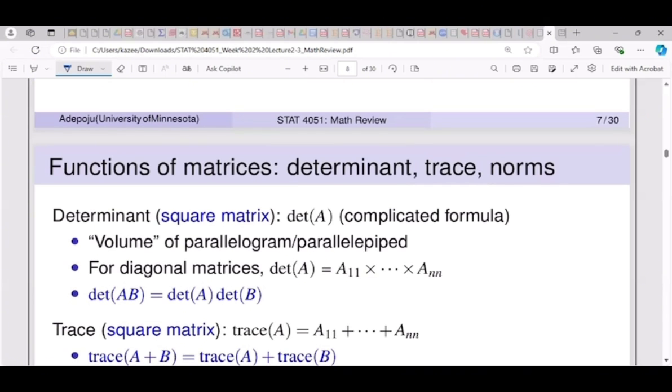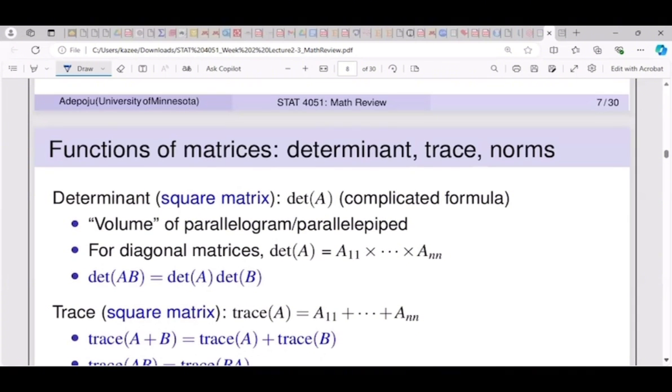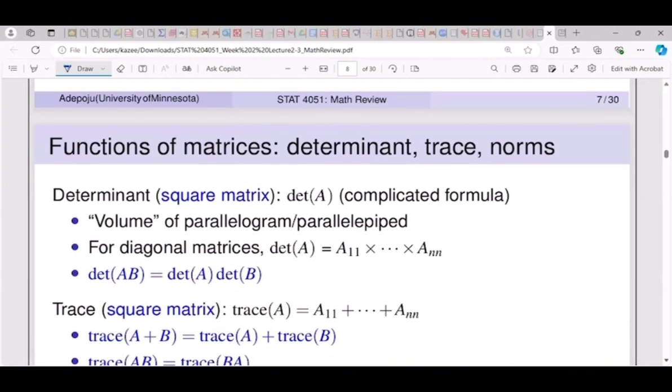Now, if I have matrices A and B, and I multiply them and find the determinant, it is the same thing as getting the determinant of A separately, the determinant of B separately, and multiplying them. What I'm going to advise you to do is to verify all of this, okay? Verify them. Now, we're going into trace.